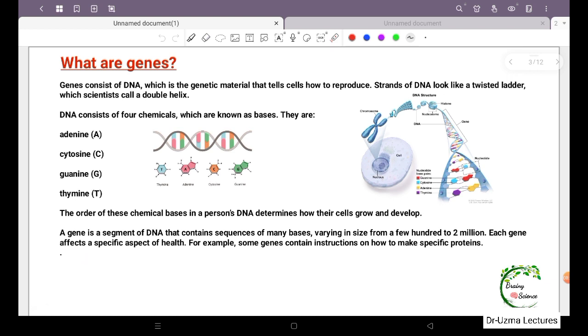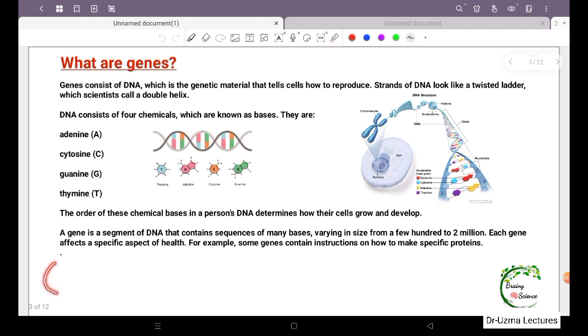If an abnormality occurs during DNA replication or any cell cycle process, it might lead to cancer or any deleterious disease, which may further lead to teratogenesis. What is a gene? A gene is a segment of the DNA that contains a sequence of many bases, varying in size from a few hundred to 2 million. Each gene affects a specific aspect of health. For example, some genes contain instructions on how to make a specific protein.